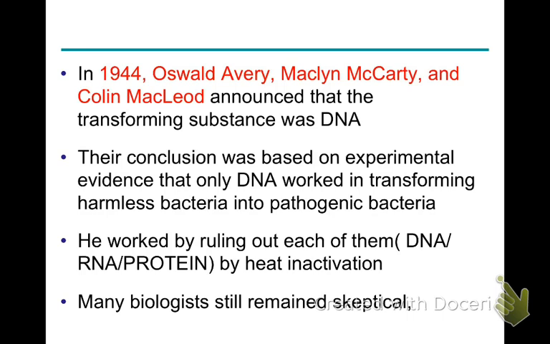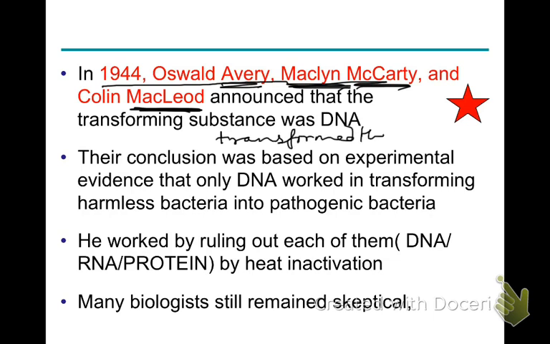Then in 1944, after so many years of Griffith making this conclusion, they came across his diary and worked on it. They came up with a method to prove what Griffith did, and to prove that the substance that got inside the rough strain is actually DNA from the smooth strain. So Avery, MacLeod and McCarty announced that the transforming substance which transformed the rough cells was DNA.